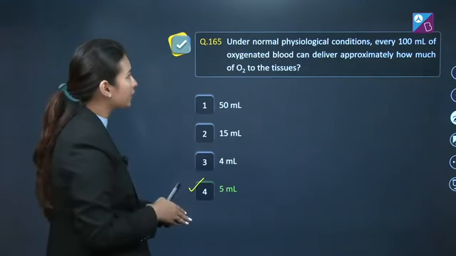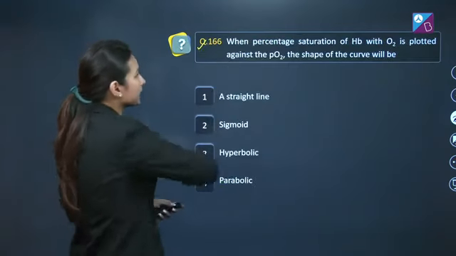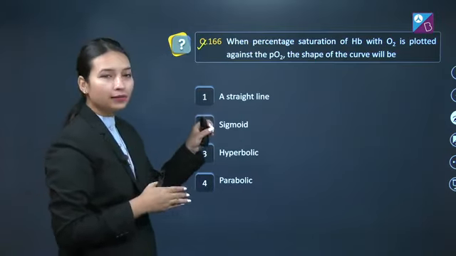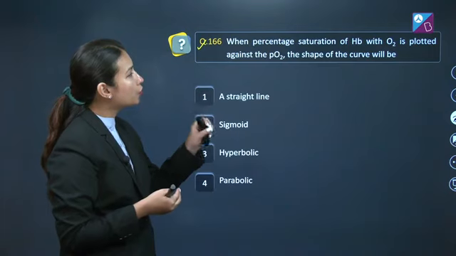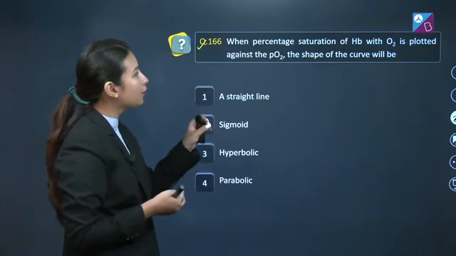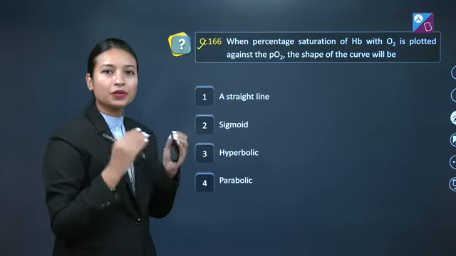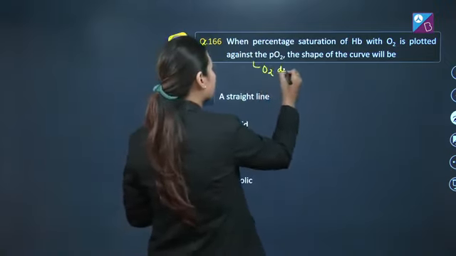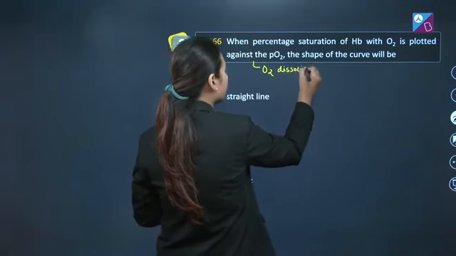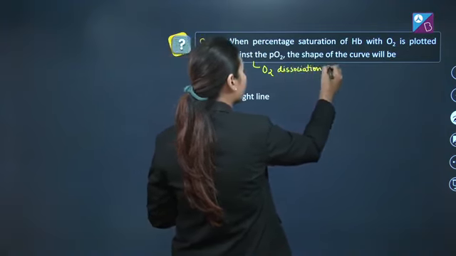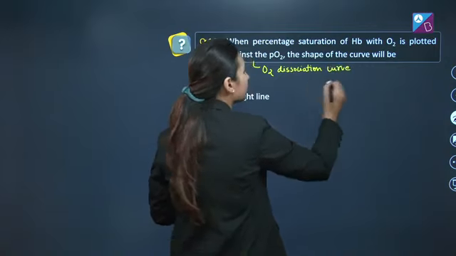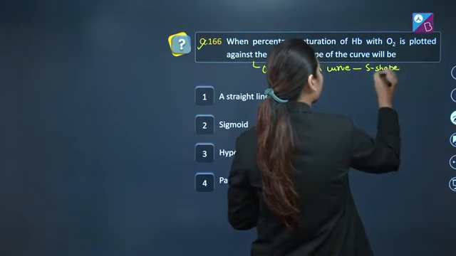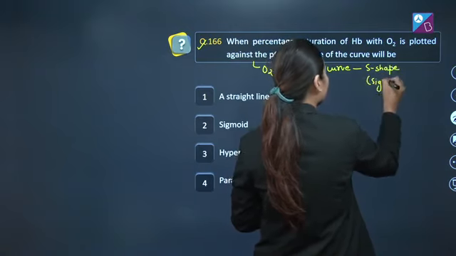Now let's move on to next question, that is question number 166, that states: when percentage saturation of Hb, that stands for hemoglobin, with O2 is plotted against the PO2, the shape of the curve will be. So students, here we are talking about oxygen dissociation curve, and this curve is of S shape, or you can say sigmoid.